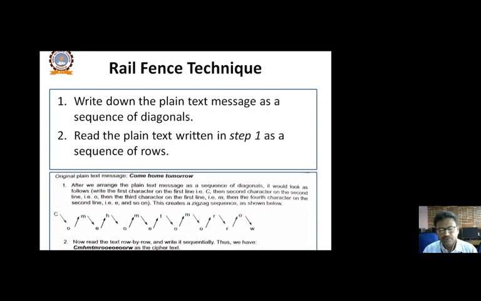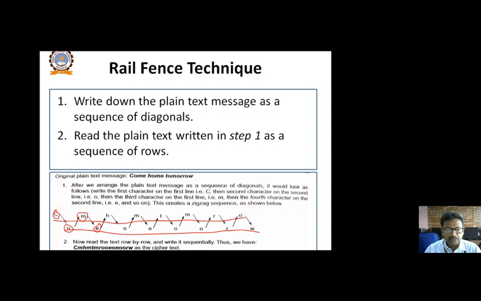For example, if we have a text message like "come home tomorrow", the individual characters will be written diagonally, as you can see in the picture, in which you will find that C is written in one row, and diagonally O is written, then M is written, then E is written, and so on. After writing this in the form of a diagonal, we read the plain text row by row. It is read as C, M, H, M, T, M, R, and then we read O, E, O, E, O, O, R, W.